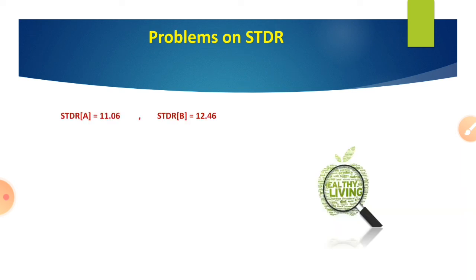See, here the standardized death rate of town A is 11.06 and the standardized death rate of town B is 12.46. Finally, we have to write the comment. The comment is which town is healthier, that we have to find out. After finding this, the standardized death rate of town A is less than town B. So therefore, town A is healthier.